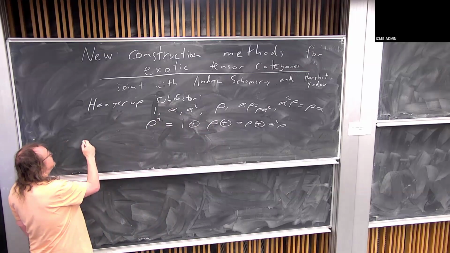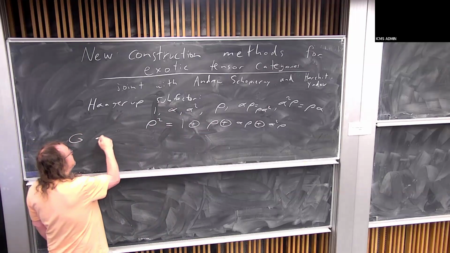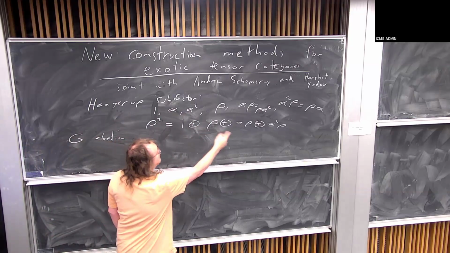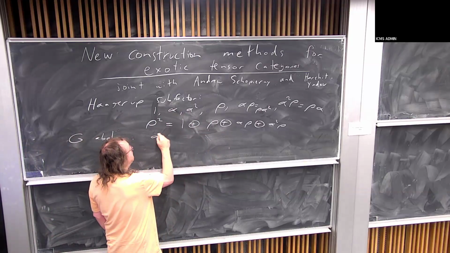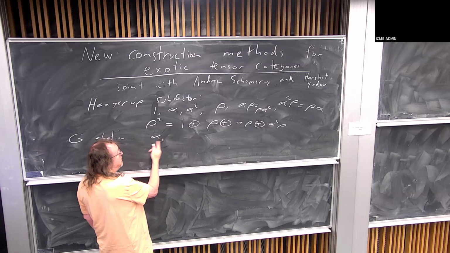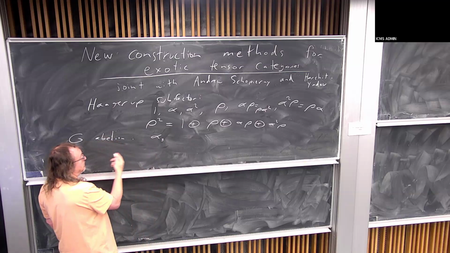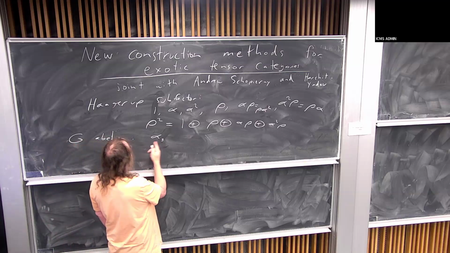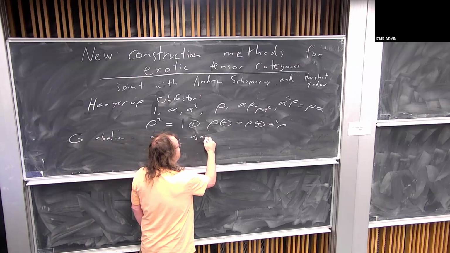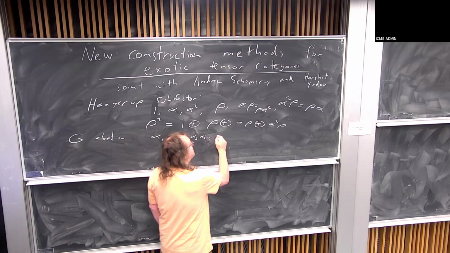Masaki's idea was you let G be a finite abelian group, and you generalize this in an obvious way. Now you have invertibles that are parametrized by your group. Their fusions are given by the group G. So you have alpha g, alpha h, and alpha g tensored with alpha h is equal to alpha gh.